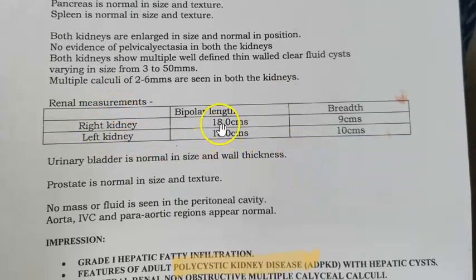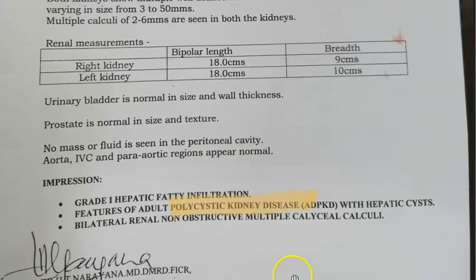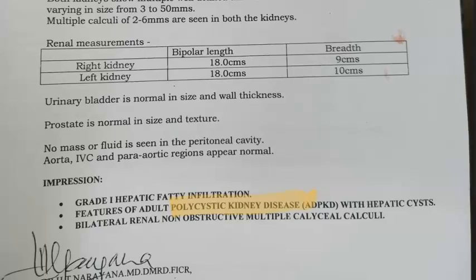The kidney measurements also they have given. Do you think this is more or less? Just check normal kidney measurement. Anyway, it is enlarged, it's already written here. The kidneys are enlarged. Now coming to the impression, the final impression that they are saying is features of adult polycystic kidney disease.